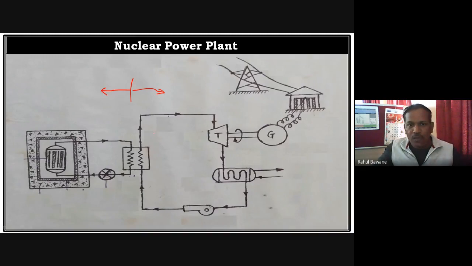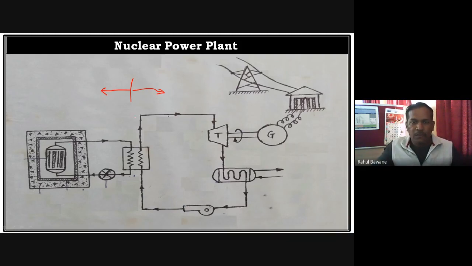So there are two working fluids. One is a coolant. Coolant passes through these nuclear reactors. So obviously the coolant has some radioactivity. We can't allow that coolant to run the turbine because there is a chance of leakage, and everyone knows what the adverse effects of radioactivity are, correct?